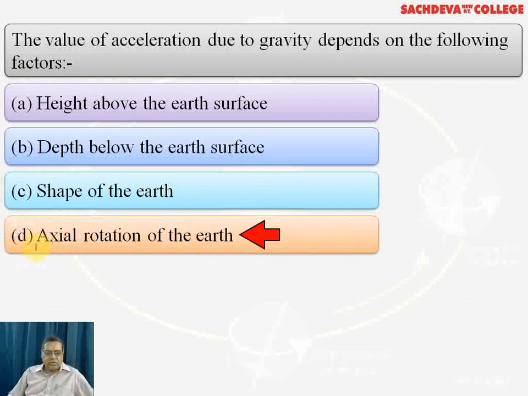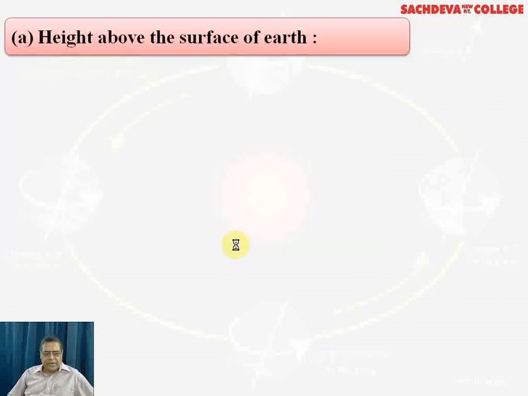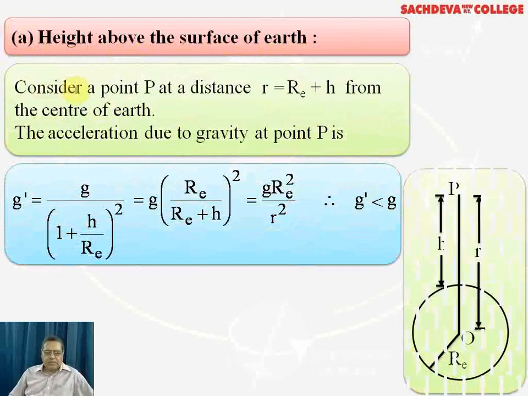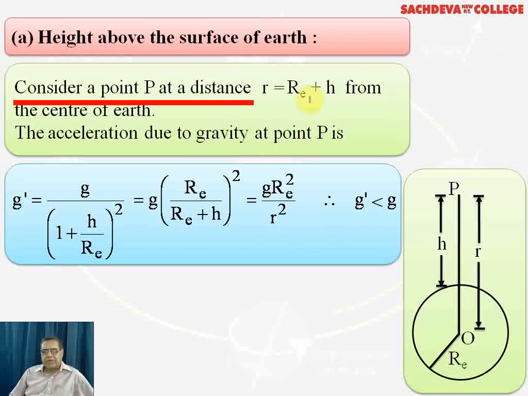And then comes the actual rotation of the Earth. So height above the surface, I have already explained. That is, we will find in the figure that P is at a height, O is the center, and R is the distance of a satellite from O, where RE is the radius of Earth. So point P is considered at a distance RE plus H, where RE is the radius of Earth and H is the height above the surface.